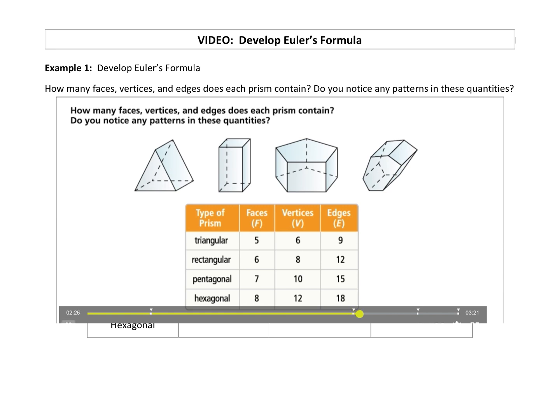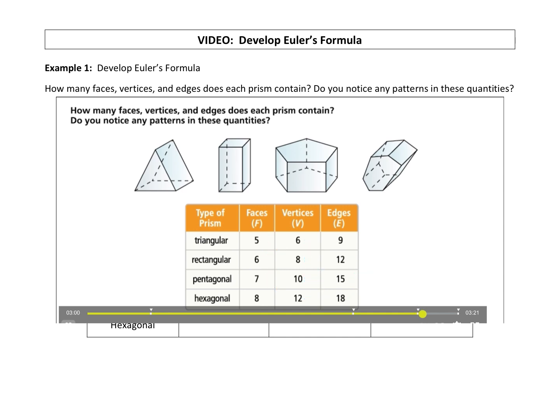Now look at the table. In order to find a pattern, focus on how the data changes from row to row and note any similarities. Specifically, notice that the number of faces increases by 1 from row to row, the number of vertices increases by 2 from row to row, and the number of edges increases by 3 from row to row. Therefore, we can conclude that for each additional face, the prism gains 2 vertices and 3 edges.